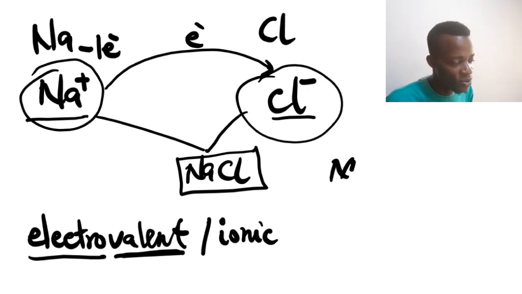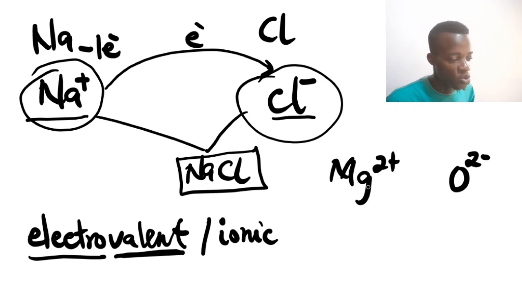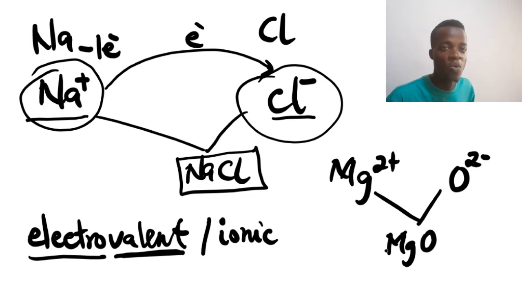I can do the same for magnesium, which is 2+, and oxygen, which is 2-. So magnesium will lose 2 electrons, and oxygen needs 2 electrons. They'll come together to form MgO, magnesium oxide. That's how they form their compounds. The magnesium loses both electrons, and the oxygen receives them. So whenever someone loses, someone has to receive, and they form the bond. That's another electrovalent bond.